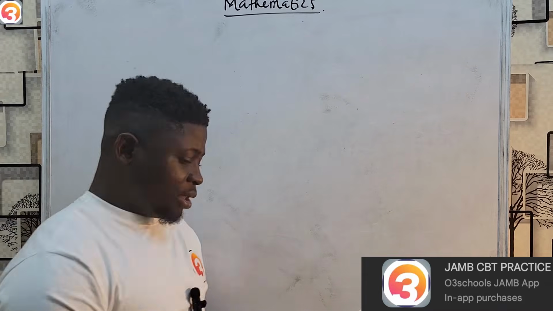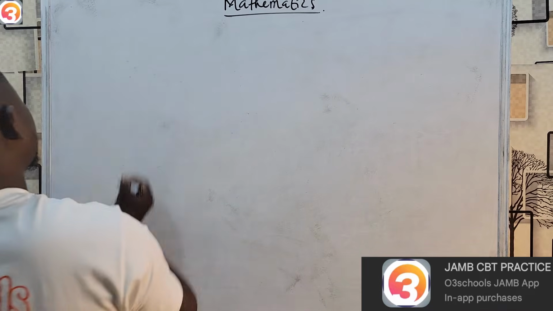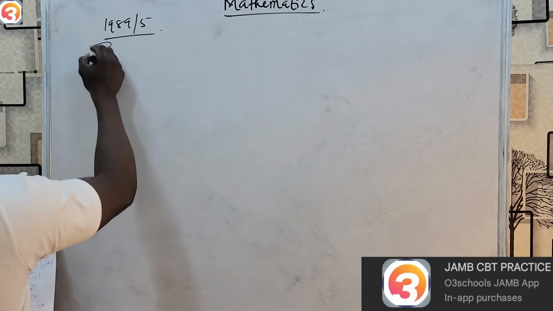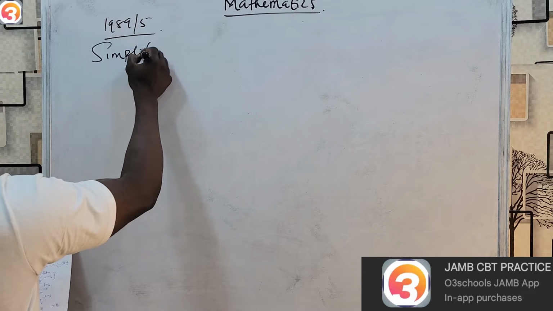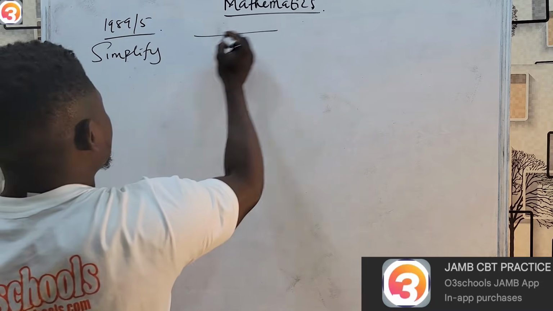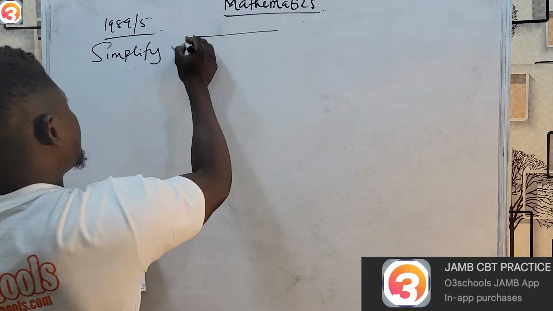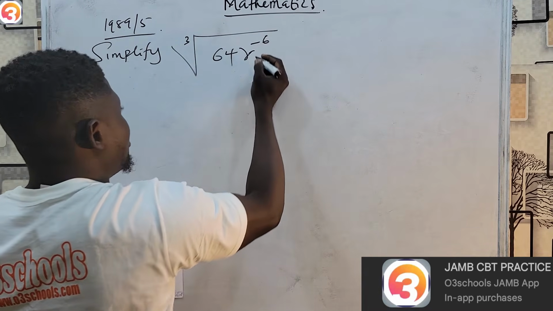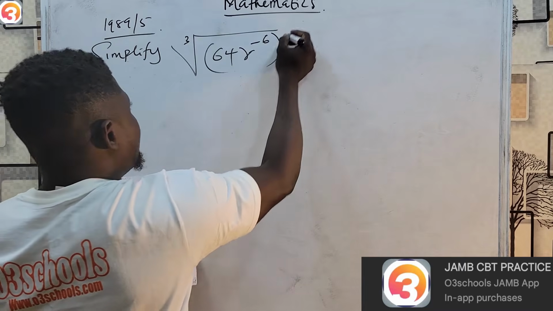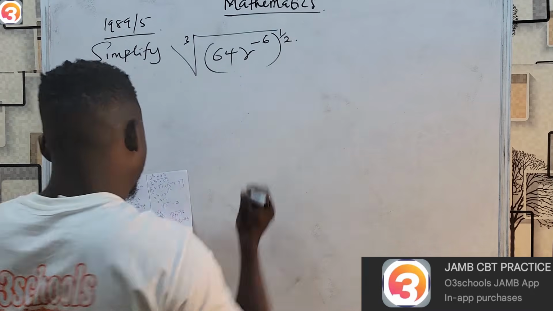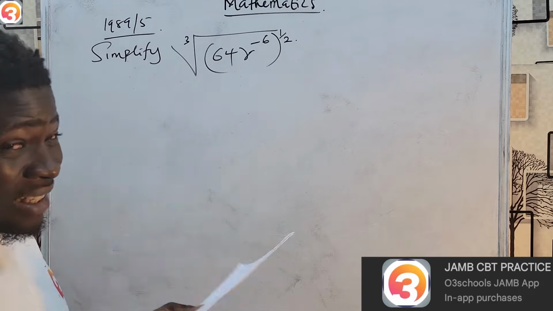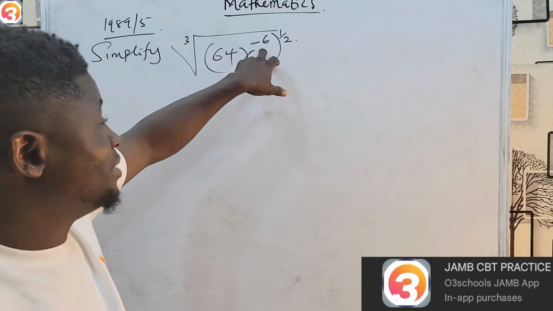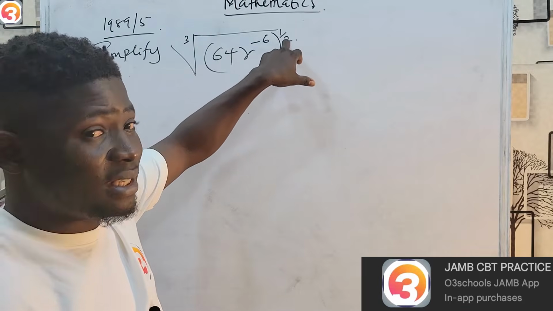This is question 2, 1989 question 5. They say simplify the third root of 64 R raised to power minus 6, then everything raised to power 1 over 2, right? So you have to understand where these powers are. This third root is here, 64 is here, R raised to power minus 6, then this 1 over 2 is here.